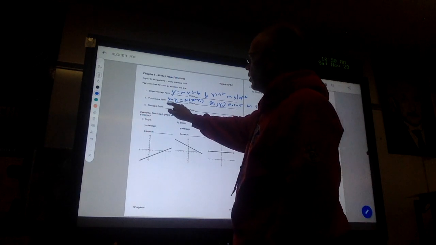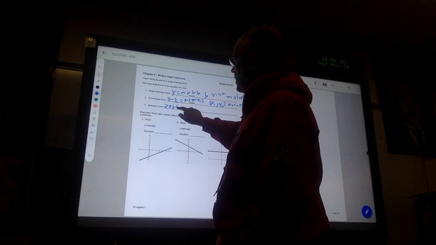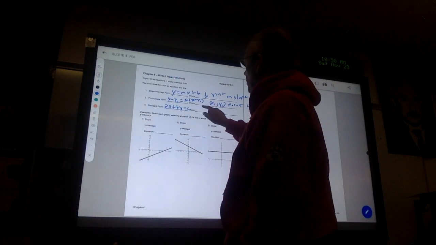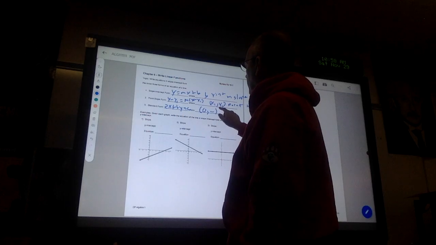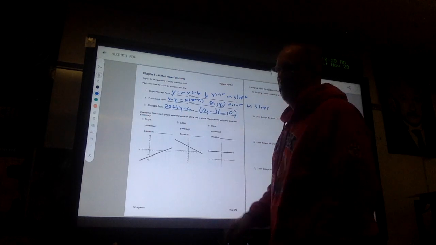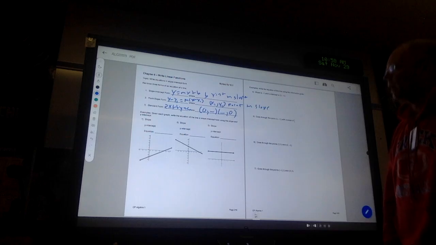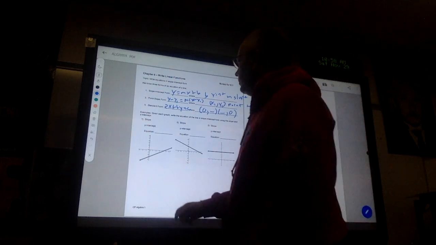And then standard form is ax plus by equals c, where if you go 0 comma blank and blank comma 0, you find the x and the y intercepts to that. Okay?